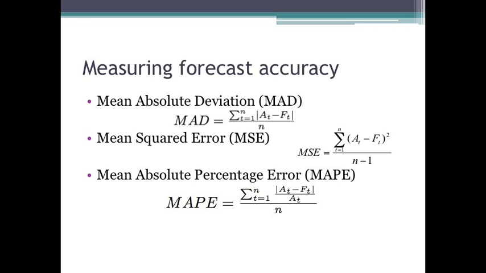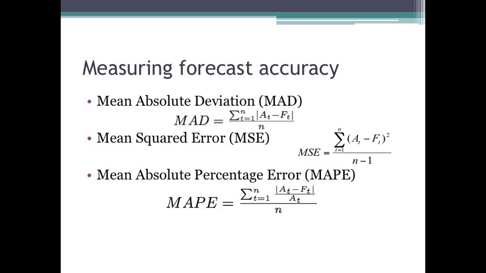So we divide that absolute value of the error by our actual results each time. So we find the percentage error with each measurement by taking that error divided by our actual results. We then sum those up, divide by the number of measurements, and that gives us the mean absolute percentage error.